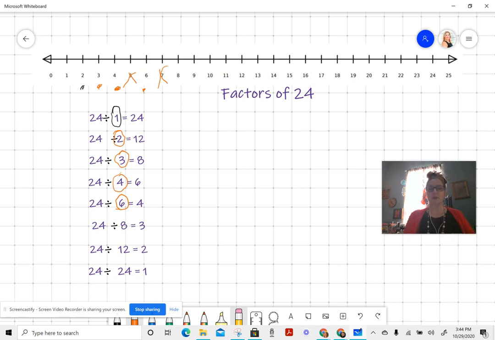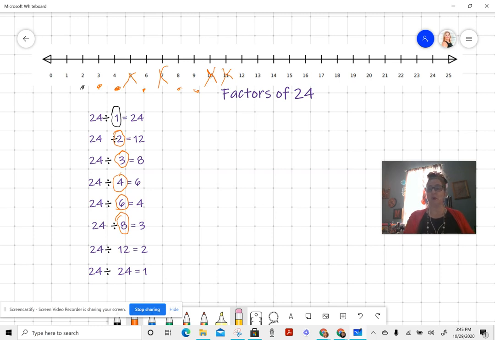Go to the next number, 24 divided by 8. And guess what? It works. 24 divided by 8 is 3, no leftovers. So 8 is a factor. Then I go to 9 and I get not a whole number. I get a leftover, a decimal or a remainder. Same if I go to 24 divided by 10. Nope. I get 2 and something left over. 24 divided by 11. Nope.